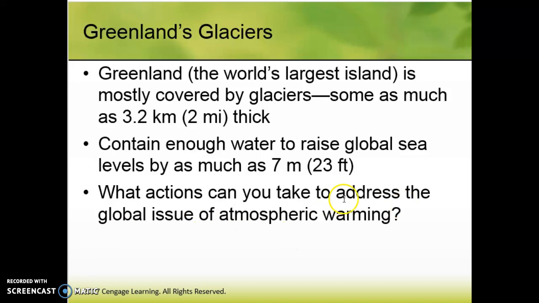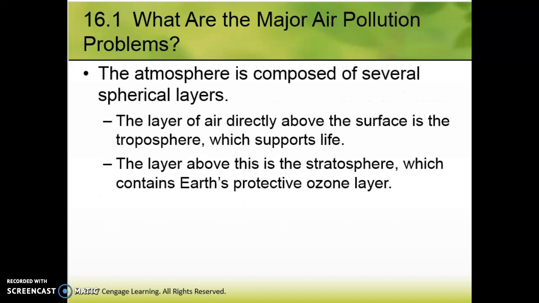So, of course, the challenge is what can you do to address atmospheric warming, and we'll get to that later. We need to first figure out what the problems with air pollution are, what types of things are causing issues. But before we do that, we need to look at what the atmosphere is, look at some of the layers and the levels of organization there.